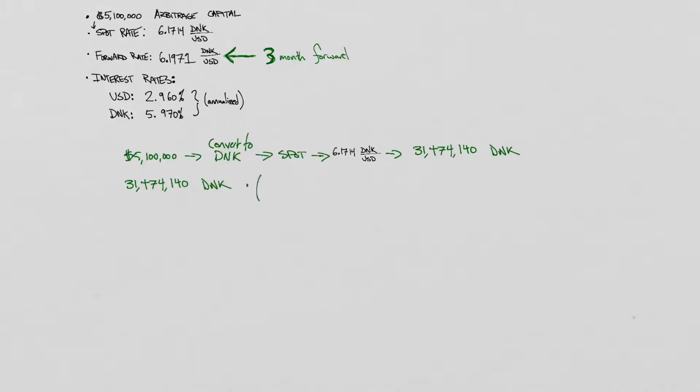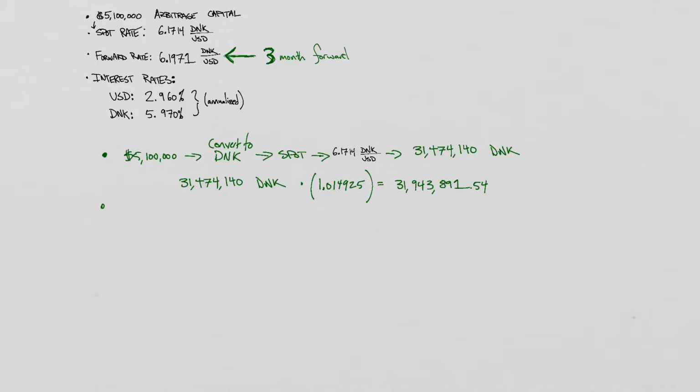We take this money and immediately invest it in Denmark at that higher interest rate. If we earn 5.97% annually investing in Denmark, then on a 90-day basis, we take that number and divide by 4. We're earning 1.49% on a 90-day basis. And that gives us, in kroner terms, a result that at the end of the 90 days, we go from 31.474 to 31.943 million kroner.